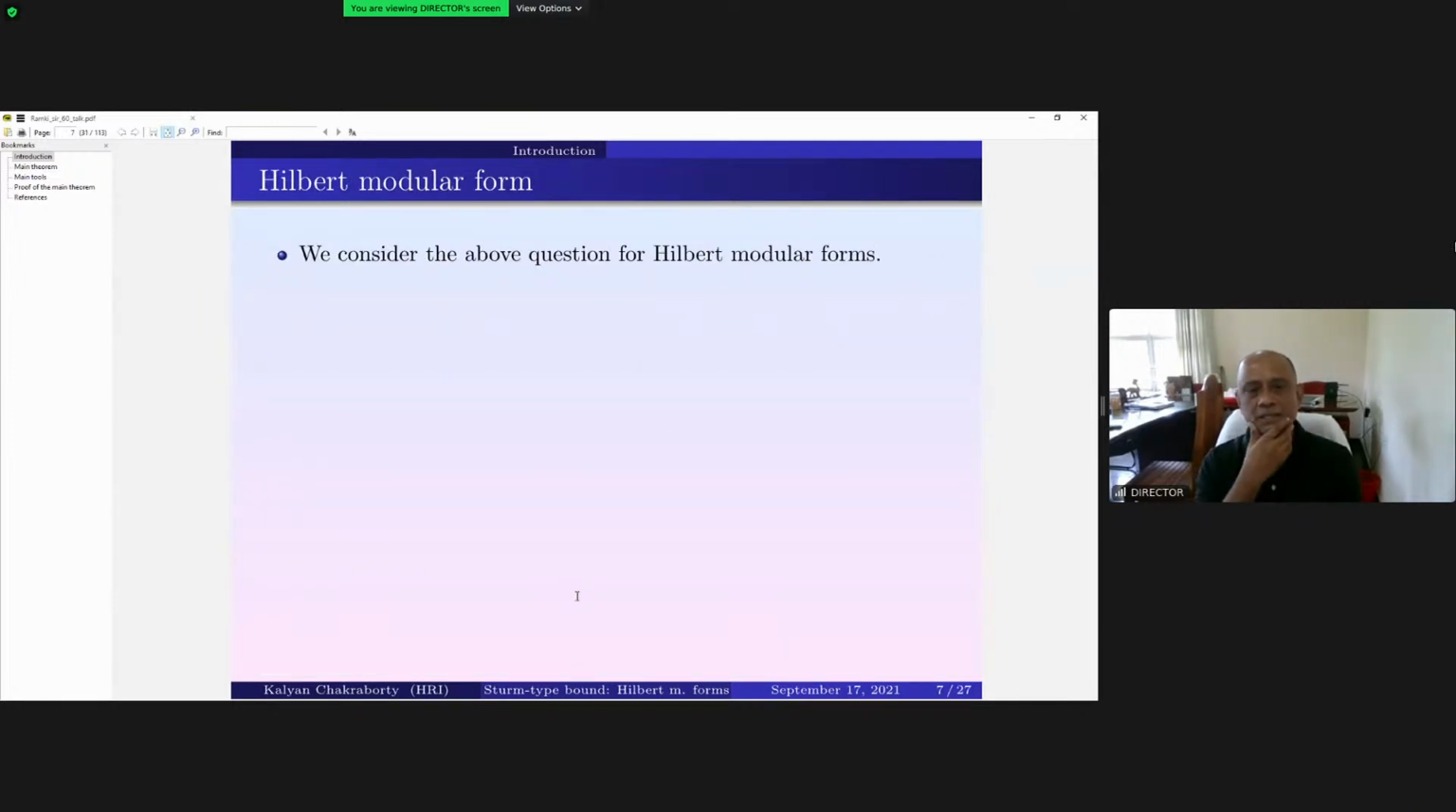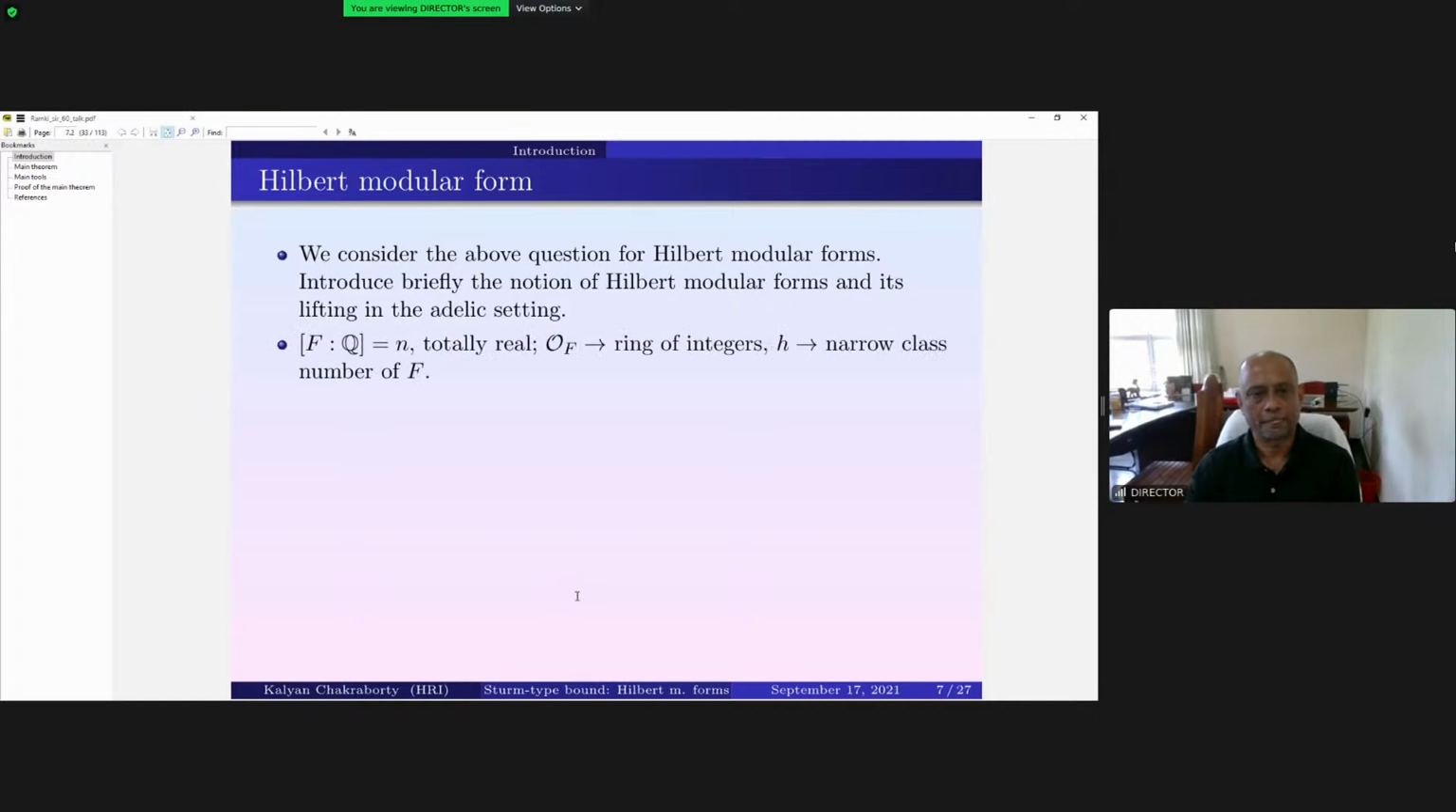So the purpose in this talk is to consider the same question for general Hilbert modular forms. Let us go into a little bit of Hilbert modular forms, and we will be using the adelic setting. So just a little bit about that before we go into the theorem. F is a totally real field, so all the embeddings are real, and the degree is n, a number field.